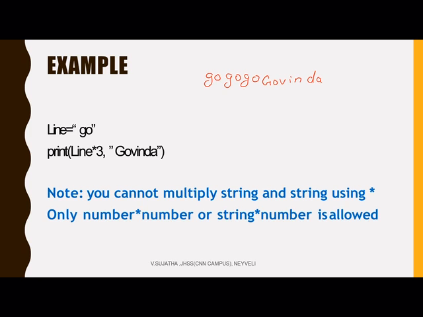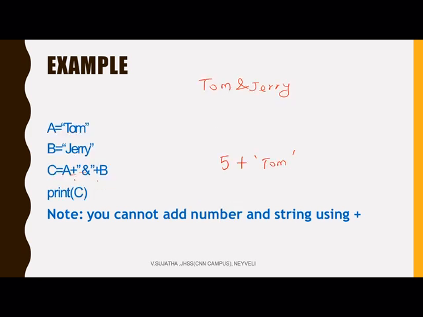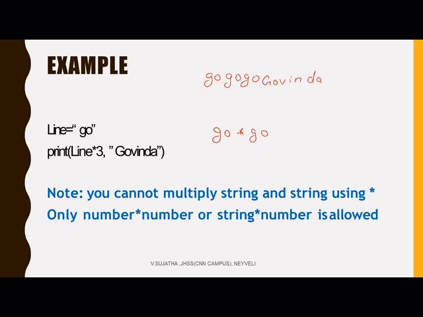Here also you cannot multiply a string and a string. For example, you should not give here go into go. Go into go means this is wrong. So if you are using a repetition operator, one operand is a string, and the other operand should be an integer. In the concatenation operator, both the operands should be strings. That is very important. Is it clear?